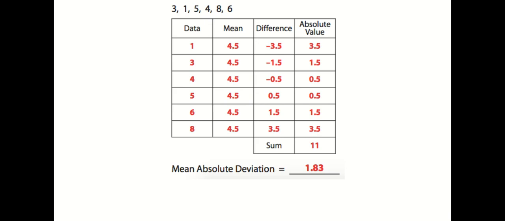Then we get the absolute value of all of these differences. And you know absolute value is always positive. So the absolute value of negative 3.5 is 3.5. The absolute value of negative 1.5 is 1.5, and so on. Add up all of your absolute values. In this case, you get 11, and divide it by 6 for 6 numbers to get a mean absolute deviation of 1.83.